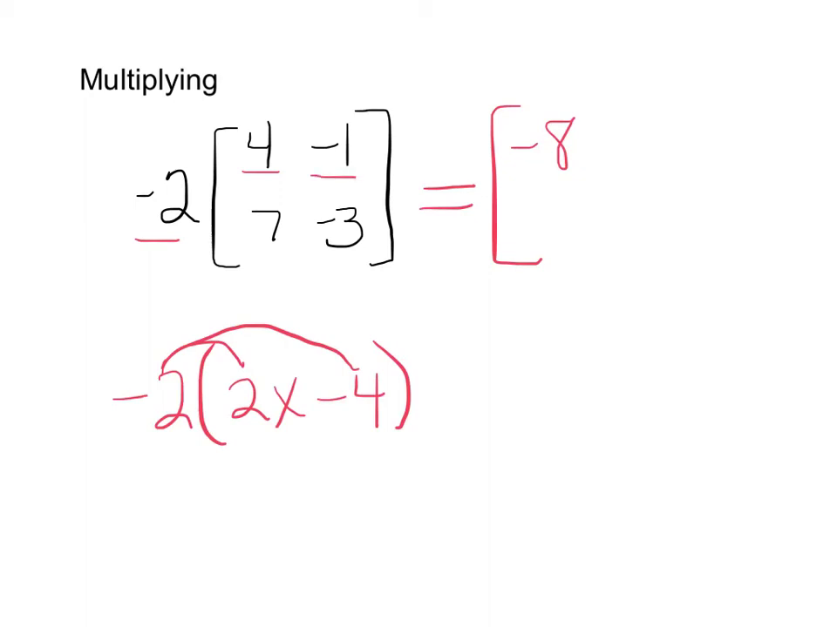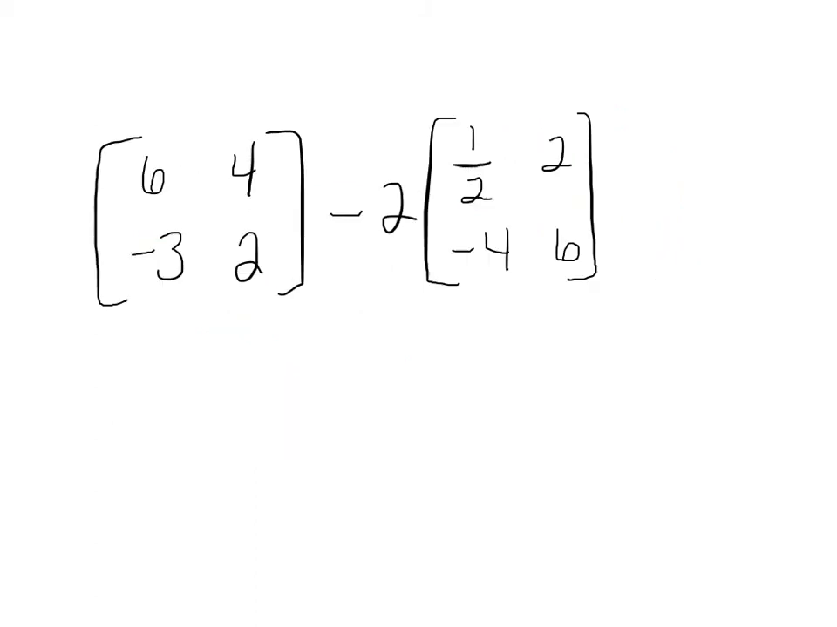Then -2 times -1 gives us 2. -2 times 7 gives us -14. And -2 times -3 gives us a +6. Okay. So there's a multiplication with matrices. Now next we're going to combine them. Now this one, it's a subtraction and a multiplication, so you have to follow order of operations. We multiply before we add or subtract, so we need to multiply the 2 here times our second matrix before we can combine them.